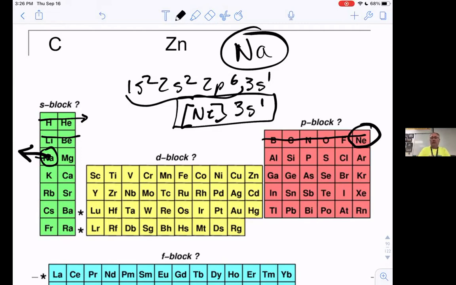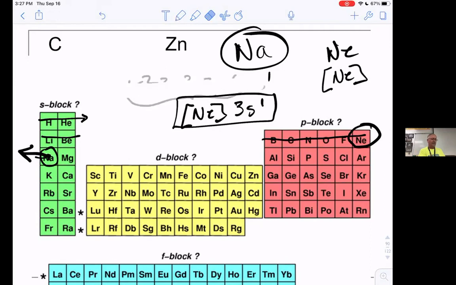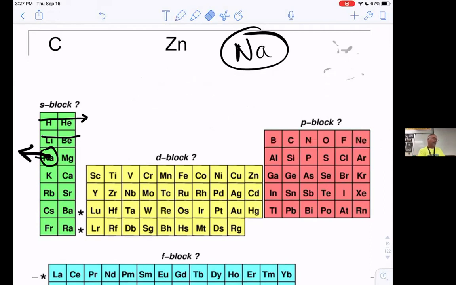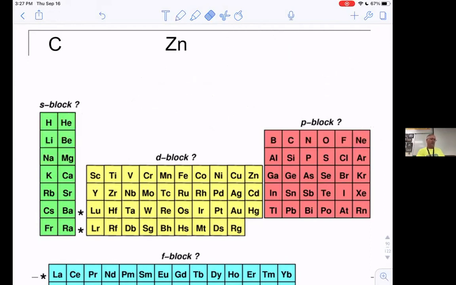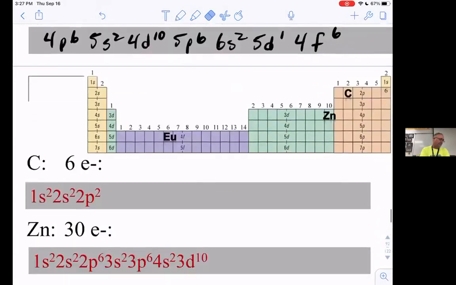Don't go forward and write argon. That's wrong. What if it were neon? What if I asked you to write the electron configuration for neon? Would it really be acceptable just to write neon in brackets? Yes and no. I would prefer that you actually write helium 2s2 2p6. But if you wrote neon in brackets, it's not wrong. It's just lazy. But that's all right. We'll have that discussion later when you actually do that.